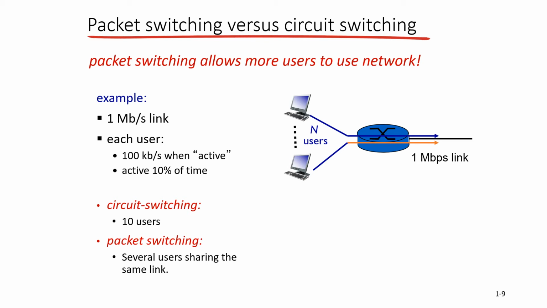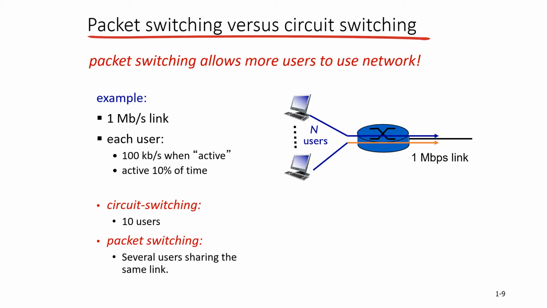Because if we were using circuit switching in the traditional form, we can only have a maximum of 10 users. And we are going to dedicate the resource that is at least 100 kilobits per second for each of these 10 users. But if they are only transmitting 10% of the time, then that means that we are wasting resources. That is, we are wasting at least 100 kilobit per second whenever that user is not transmitting or receiving.